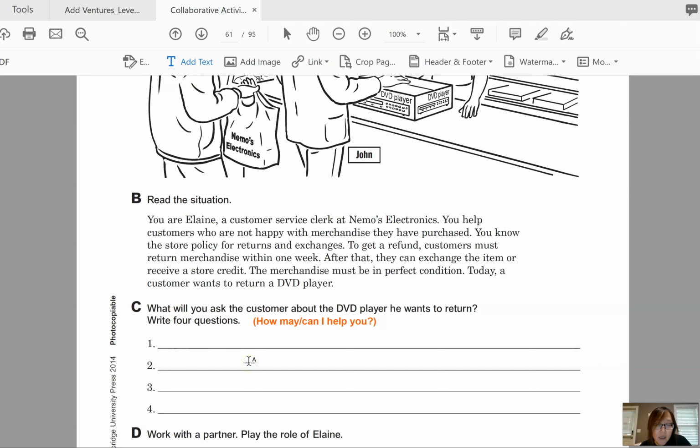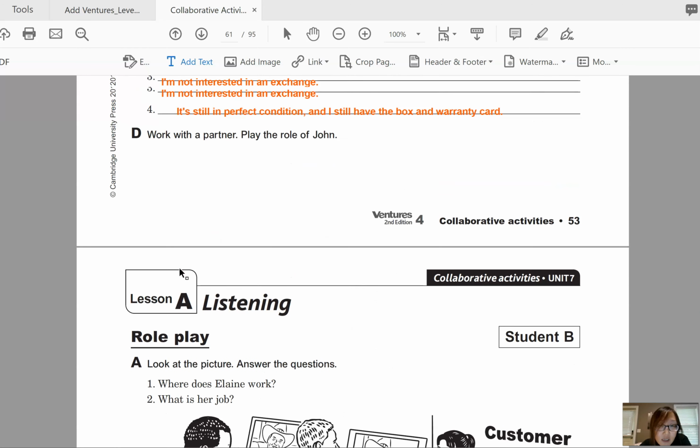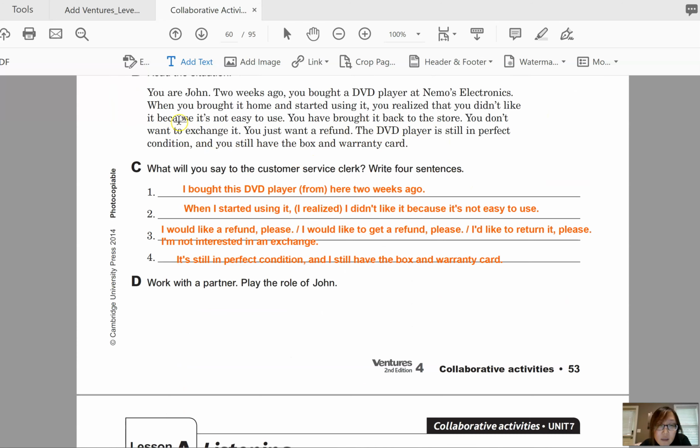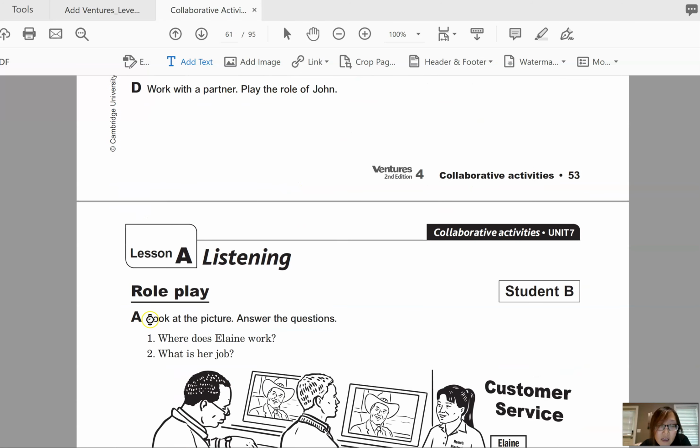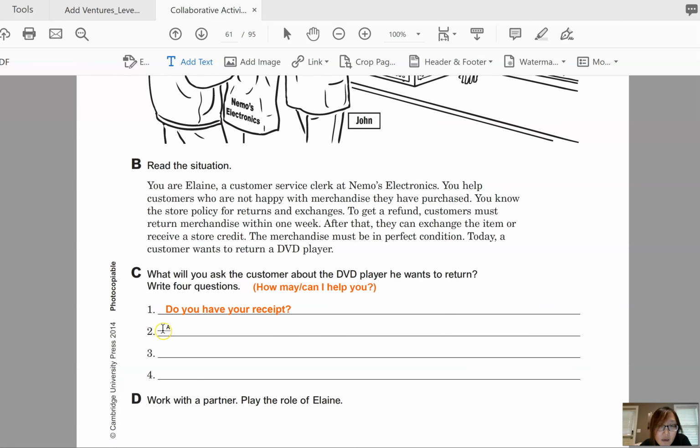Okay, so that's probably one of the most common questions that a customer service representative would ask if a customer wants a refund. Okay, and then we know that John probably has his receipt. Actually, let's just double check. Oh, well, it doesn't say, but we do know that John bought the DVD player 2 weeks ago. So, unfortunately, to get a refund, customers must return merchandise within 1 week, but he is back after 2 weeks.